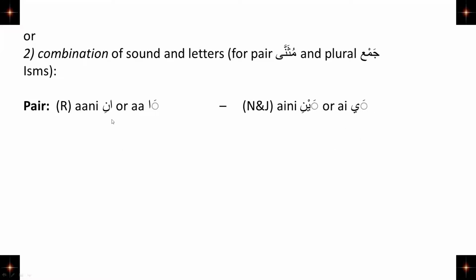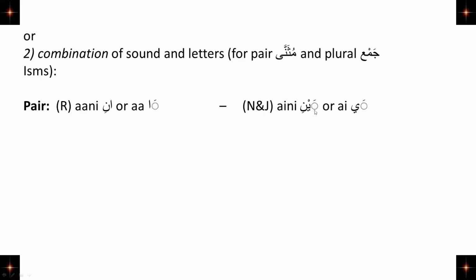So here, for instance, we say Muhammadani or Muhammada, Kitabani, Kitaba. And in Jar status, Kitabaini or Kitabai. Muslimani, Muslima, Muslimaini, Muslimai. So this is Rafa status and this is Nasb and Jar status. Don't forget, Nasb and Jar.